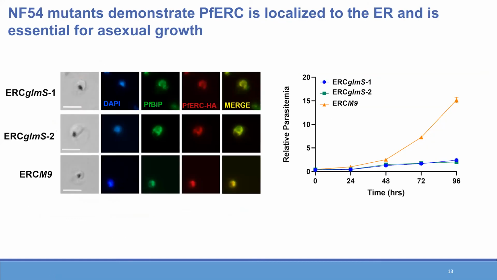Using the HA tag, I performed colocalization assays with ER marker BiP in all of the lines. These are the asexual parasites, to show that just like in Manuel's paper, this protein is localizing to the ER. And on the right is the growth curve of the asexual stages in the presence of glucosamine. The M9 is in orange and the GLMS is in blue and green. The M9 is unaffected by glucosamine, but the GLMS parasites fail to thrive in the presence of glucosamine.